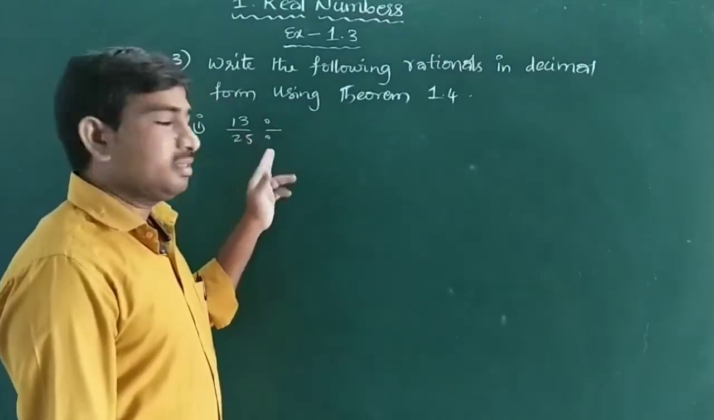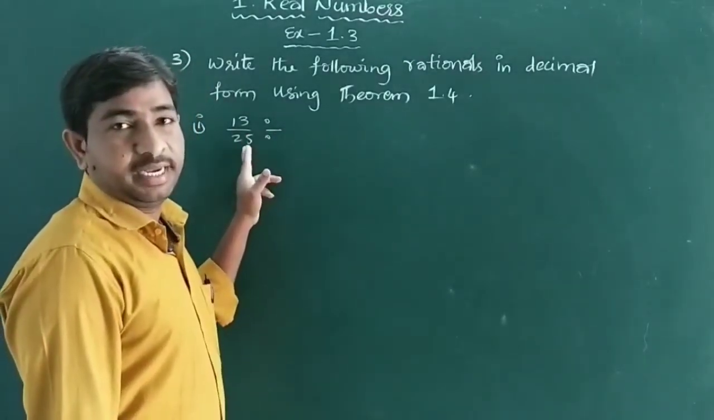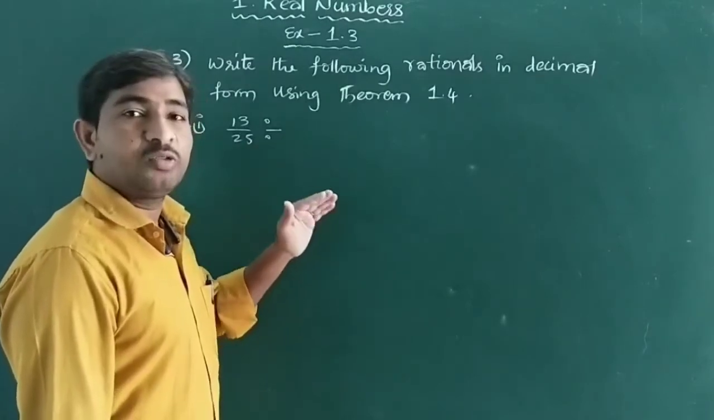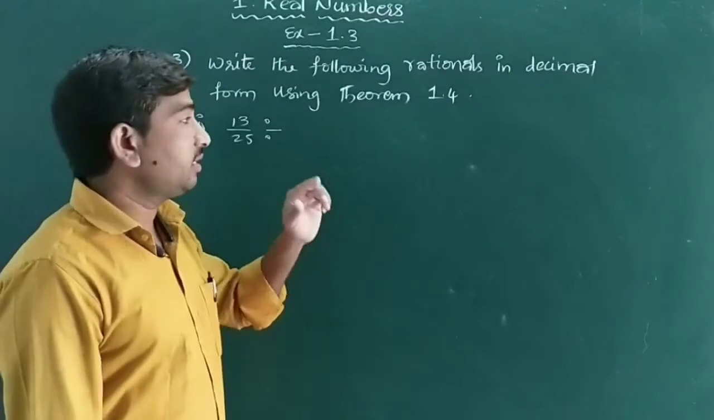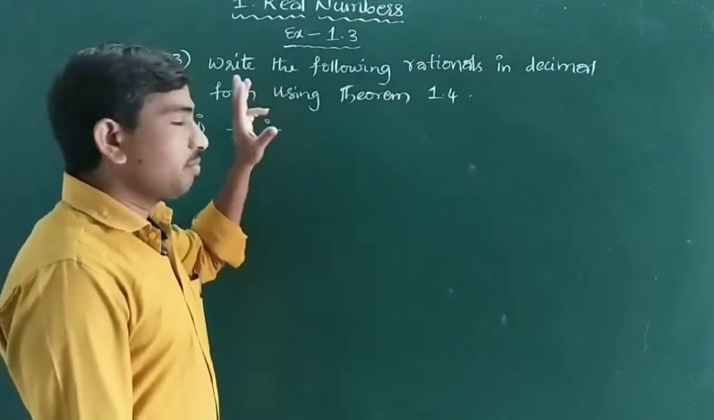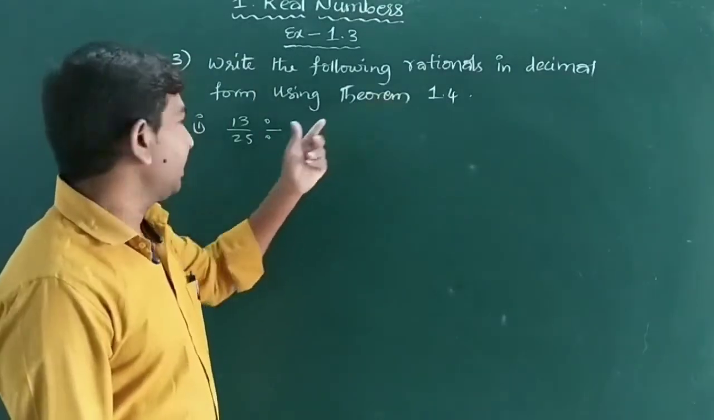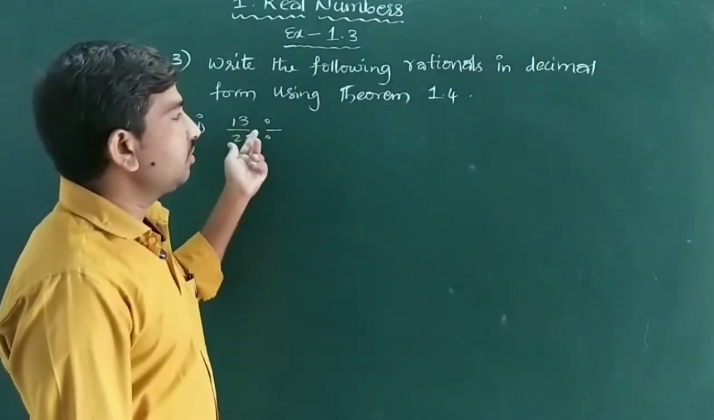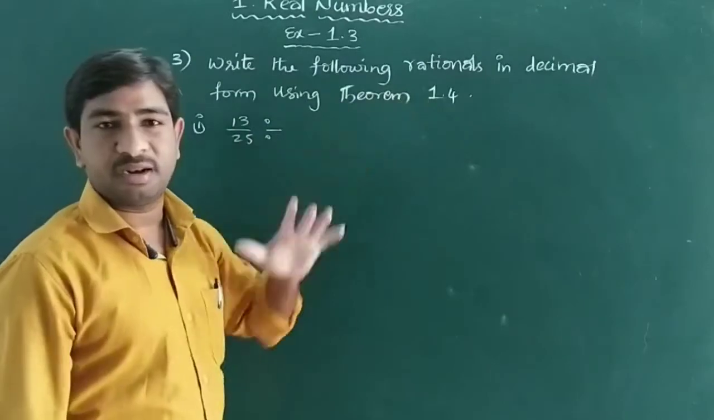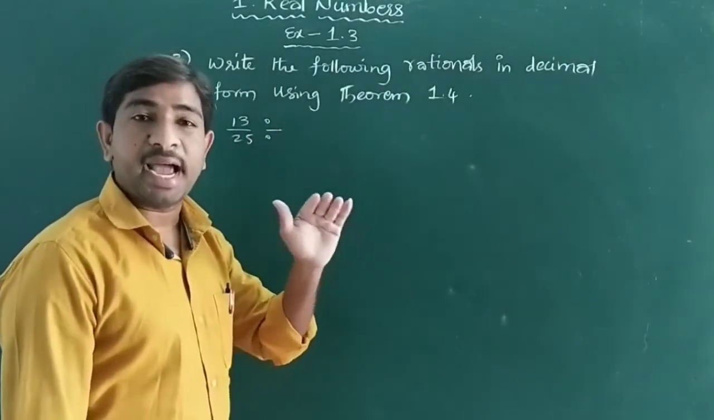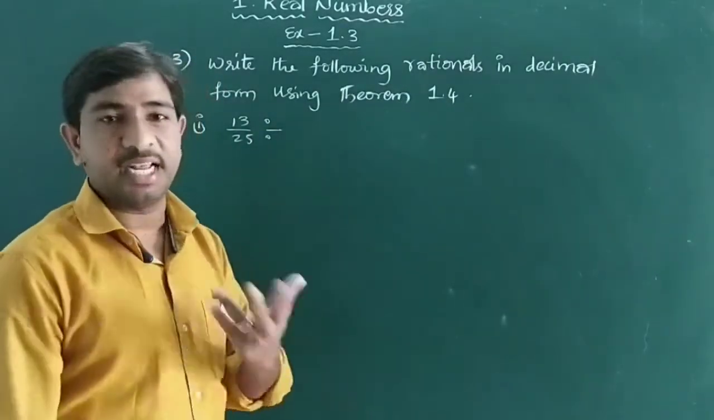In a rational number, if the denominator can be expressed in the form of 2 power m into 5 power n, then it is a terminating decimal. So that is theorem 1.4. By depending on that theorem, we have to convert this into the decimal form, without performing the actual division. So how it will be, I will explain now.